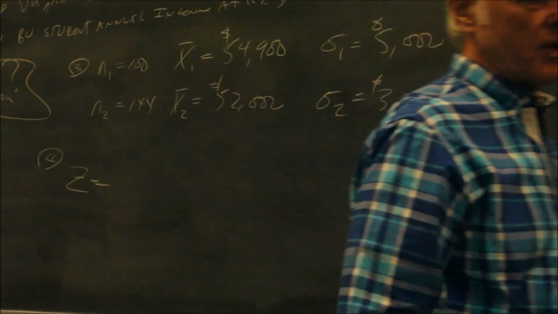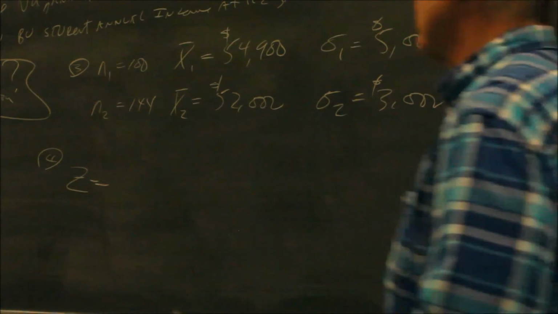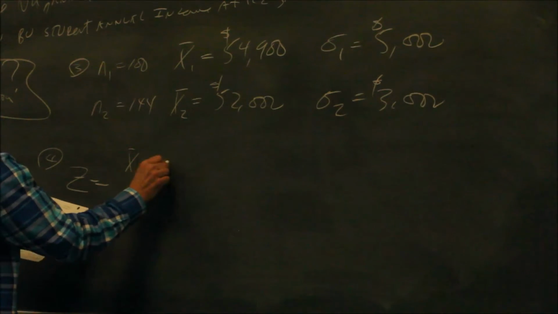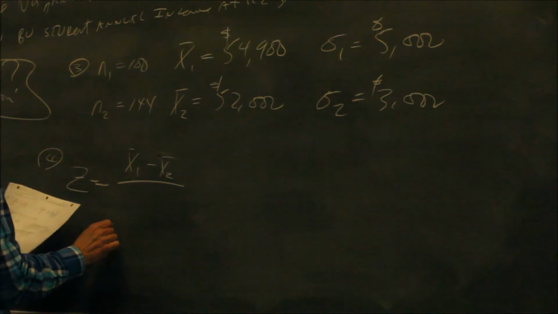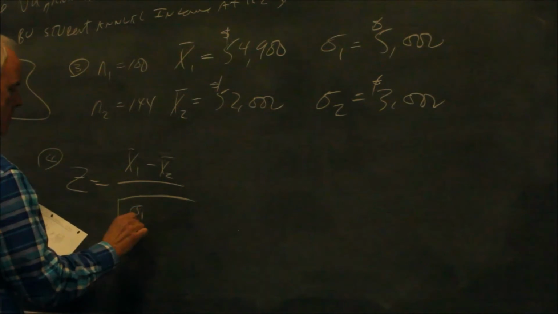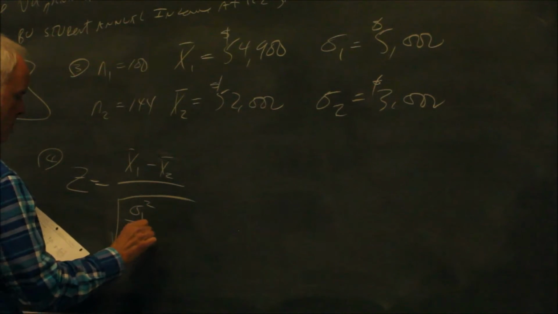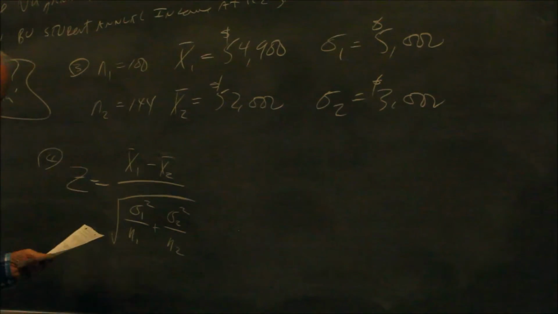Not remembering what it is, that's why I have open book tests, because, like I say, if I don't remember it, they don't have to remember it. So what do we have? It says x bar 1 minus x bar 2, over the square root of sigma sub 1 squared divided by n sub 1 plus sigma sub 2 squared over n sub 2.